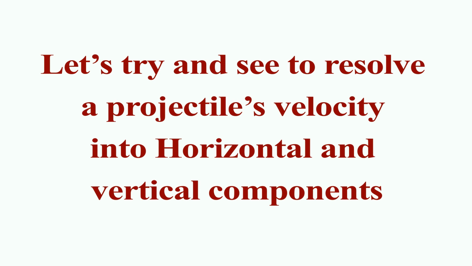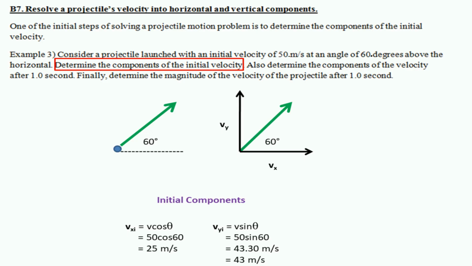Let's try and resolve a projectile velocity into a horizontal and a vertical component. Here we need the knowledge of mathematics to do this, and the aspect of maths we're going to make use of is trigonometry, where we're going to make use of our SOHCAHTOA in solving problems like this. So one of the initial steps of solving a projectile motion problem is to determine the components of the initial velocity. So let's try this.